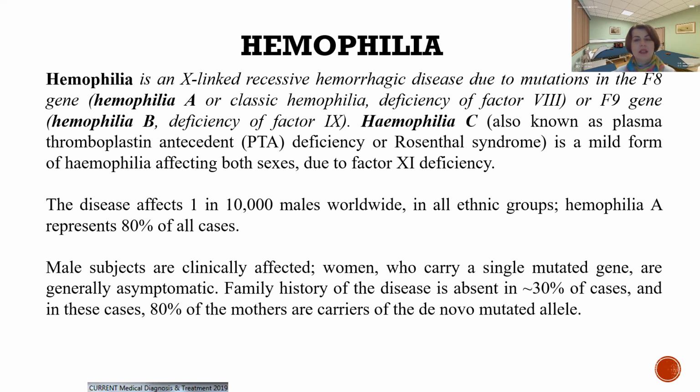Also there exists hemophilia C, also known as plasma thromboplastin antecedent deficiency or Rosenthal syndrome. It is a mild form of hemophilia affecting both sexes, due to factor 11 deficiency and not X-linked. The deficiency affects 1 in 10,000 males worldwide in all ethnic groups, and hemophilia A represents 80% of all cases. Male subjects are clinically affected. Women who carry a single mutated gene are generally asymptomatic. Family history of the disease is absent in 30% of cases, and in these cases, 80% of the mothers are carriers of the de novo mutated allele.